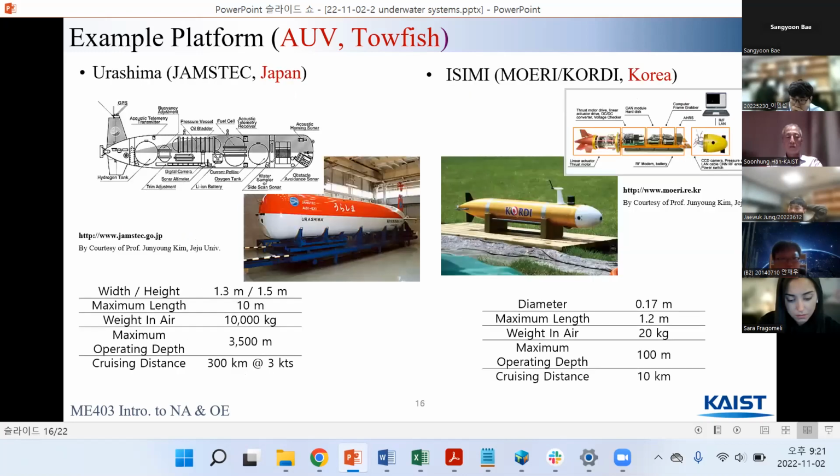It is another one from Japan. Weight is 10 ton, so it's some size. Operating depth is 3 kilometer, so it's a big size AUV. And then cruising distance is 300 kilometers. The other one on the right is from Korea. It is very small, 20 kilogram, and cruising distance is only 10 kilometers.